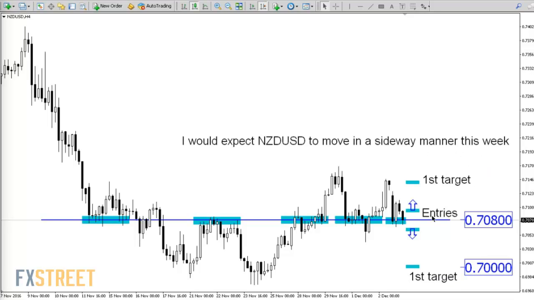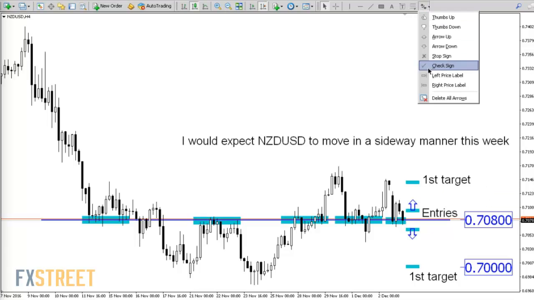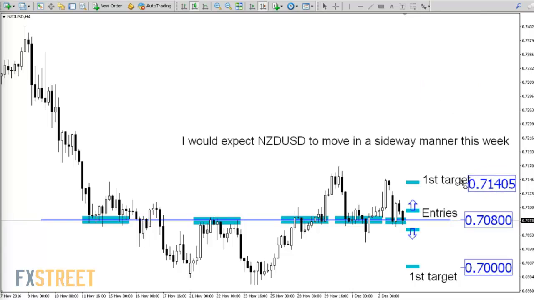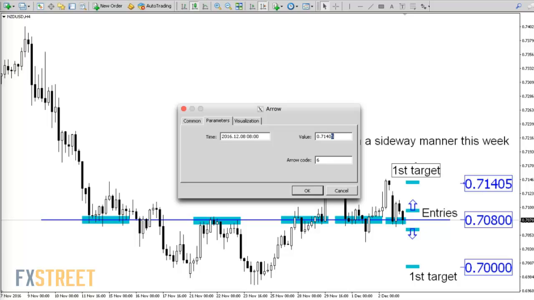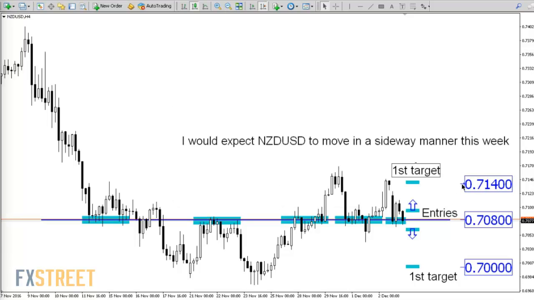Then of course, for long, the first target is slightly nearer because referencing the last high, that will be around 0.7140, 0.7140 thereabout. That will be the first target.